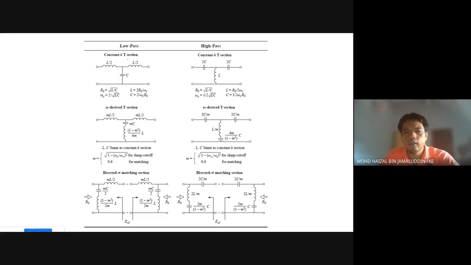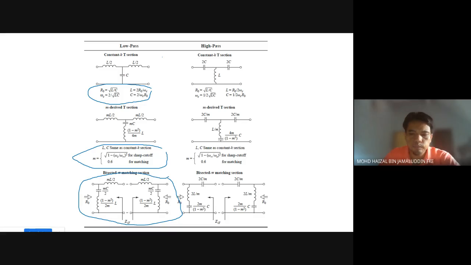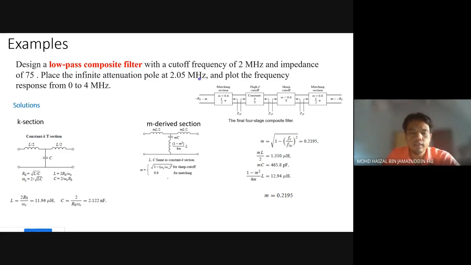So I take this from the book. The same value of LC for constant K, the same value of m for the m-derived section, and the form of the pi section for the input and output. So let's see an example here.